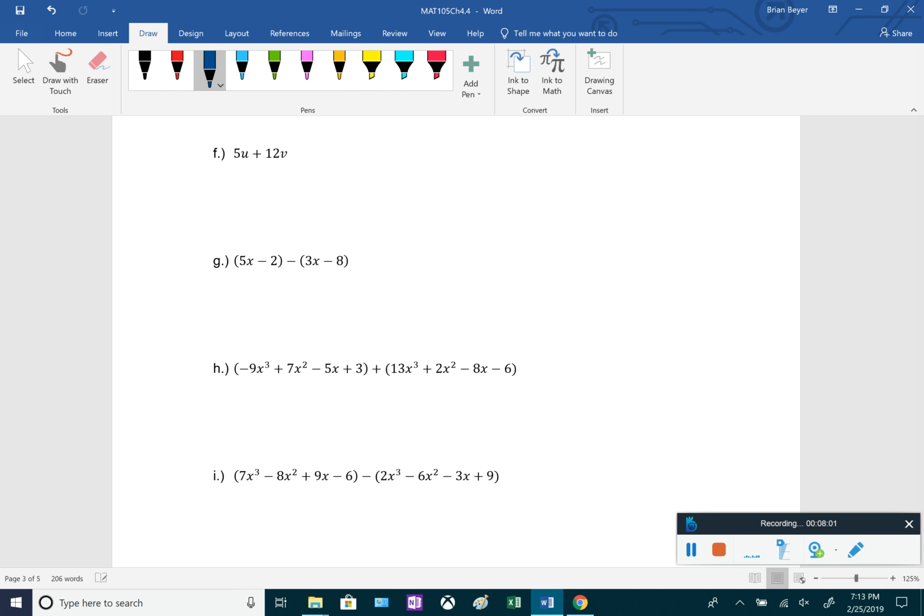Next one, we have 5u plus 12v. These are not like terms, so we can't even combine them. We're just going to leave them just like this: 5u plus 12v, and that's all we can do. Well, we can't do anything.